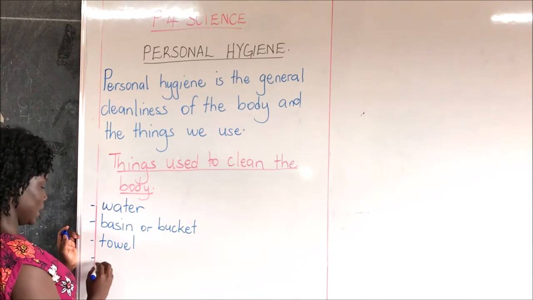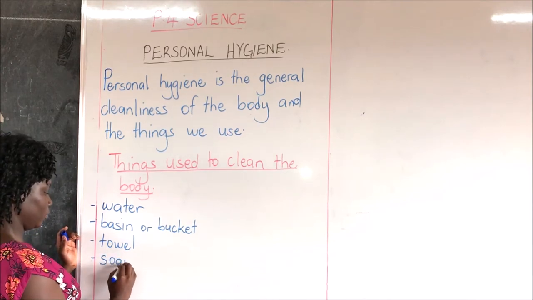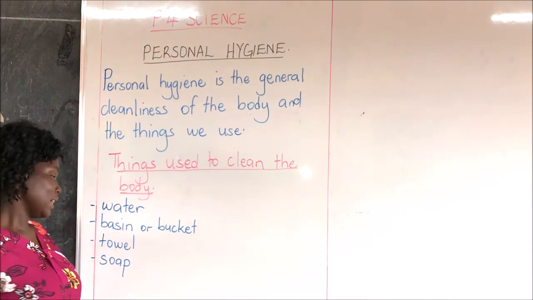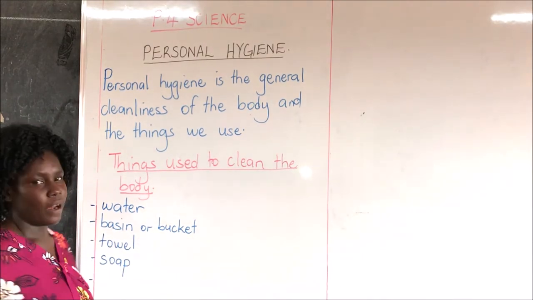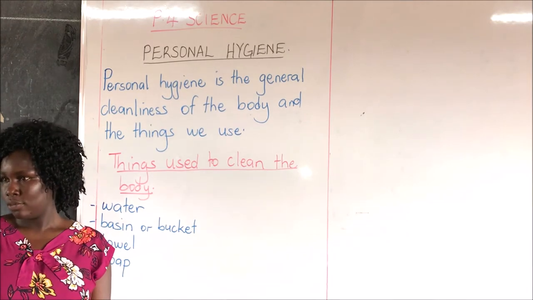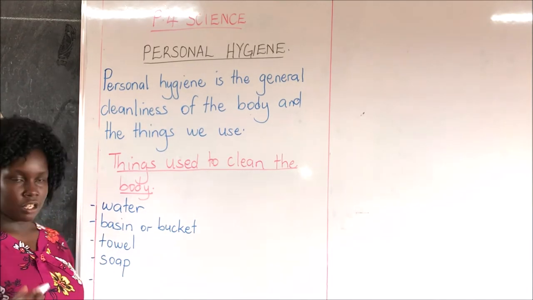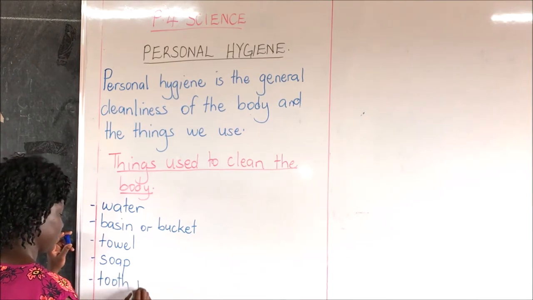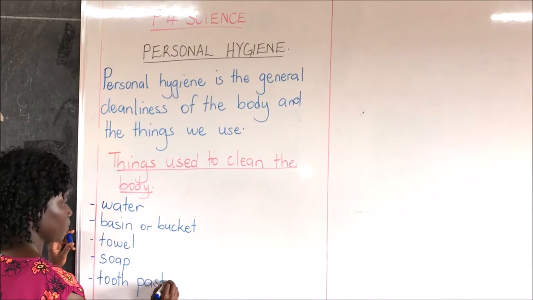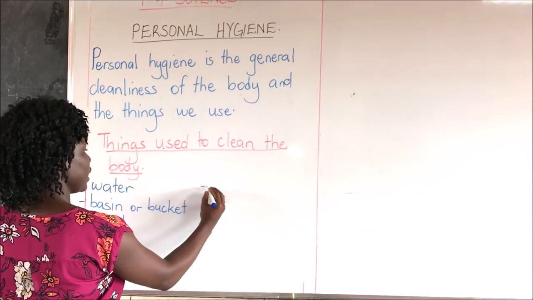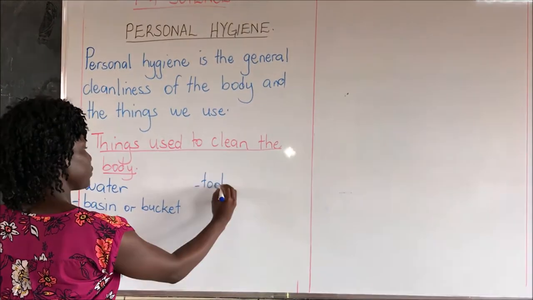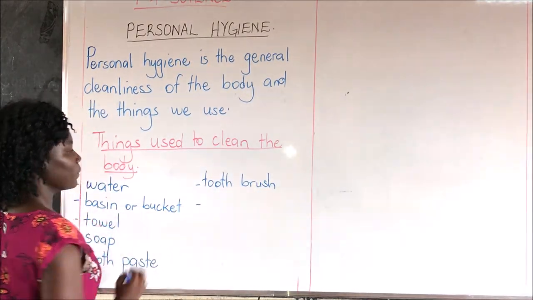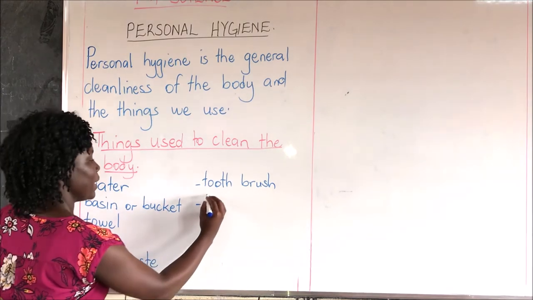So when I'm bathing, I need soap. Remember, soap is a detergent. It helps to kill germs. So after soap, if I want to brush my teeth, what do we use? You need toothpaste and you need a toothbrush. So I need toothpaste. I'll also need a toothbrush. Still, when I'm cleaning my body, I'll need a bathing sponge.